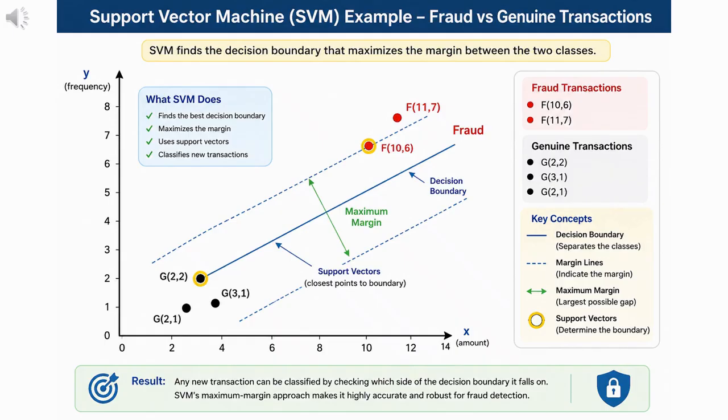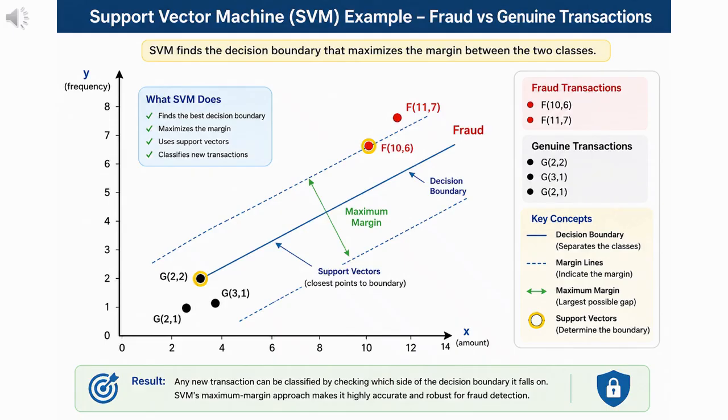Let's understand how a support vector machine, or SVM, classifies transactions as fraud or genuine. In this example, each point represents a transaction. The x-axis shows the transaction amount, while the y-axis represents the transaction frequency. The genuine transactions are clustered at (2, 1), (3, 1), and (2, 2), shown in black. The fraud transactions are located at (10, 6) and (11, 7), shown in red.